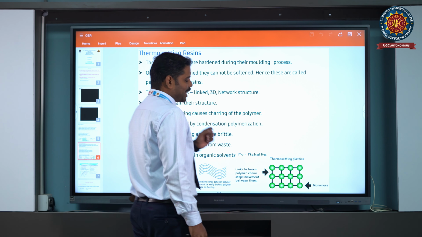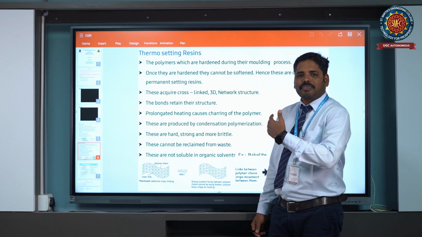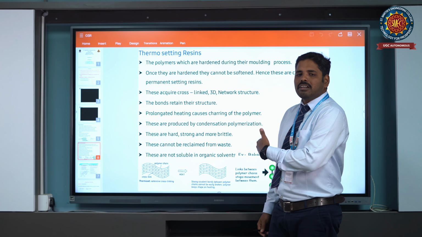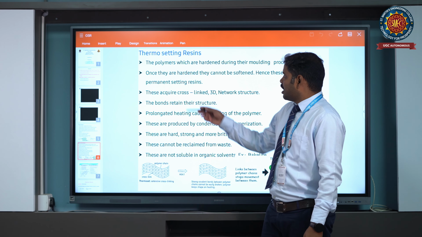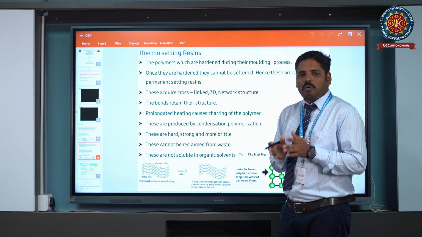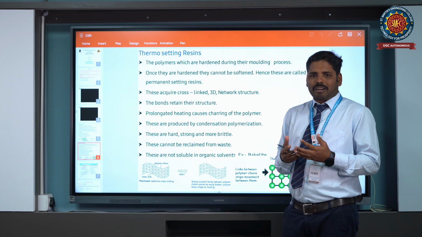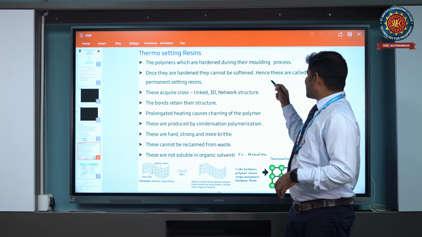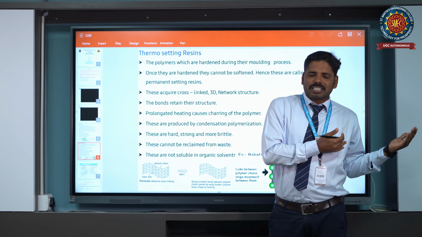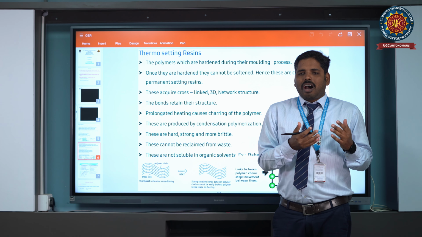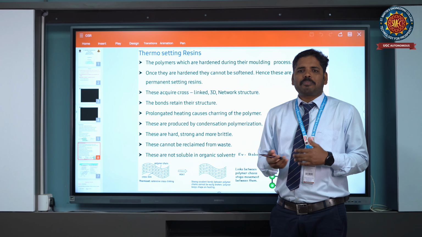Next one, thermosetting polymers. Whereas thermoplastic polymers are synthesized by addition polymerization, thermosetting polymers are synthesized by condensation polymerization. First point, these polymers are hardened during molding. Second point, once they are hardened, they cannot be reclaimed or softened again, hence these are called permanent setting resins. Whereas thermoplastic resins soften on heating and harden on cooling. Here, once we have heated, the material cannot be remolded.